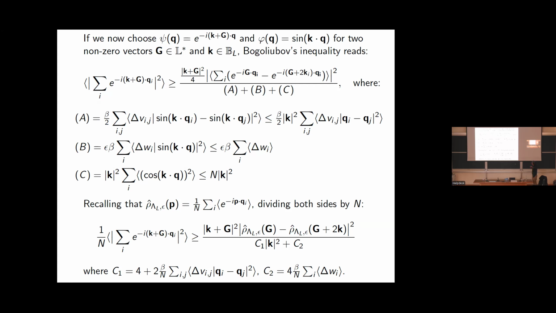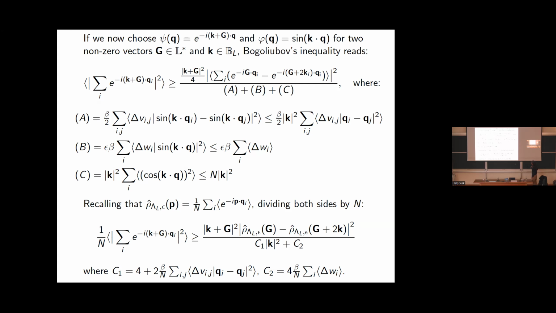So the idea is to choose psi equal to this exponential e to the minus i (g plus k) dot q, and phi equal to the sine of k dot q. Here I'm choosing G to be the non-zero vector of the reciprocal lattice appearing in Mermin's criterion, and k is a non-zero vector in the Brillouin zone. This should be a calligraphic. So if I just plug psi and phi in this way in the previous inequality, I get the following. So this is the sum over i of psi i squared.